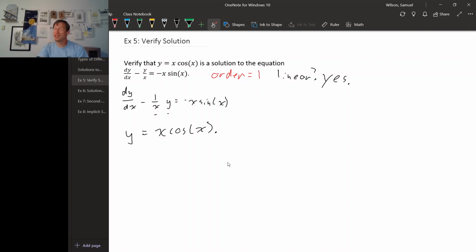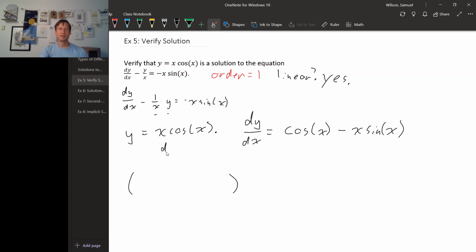So if you think you have a solution to an equation, how can you check that it is a solution? Just plug it in, just check. So to plug this function y into the differential equation, we're going to need to calculate its derivative. So let's do that first. dy/dx is, so got to use the product rule here, cosine x minus x times sine x, and then plug all of this into the differential equation.